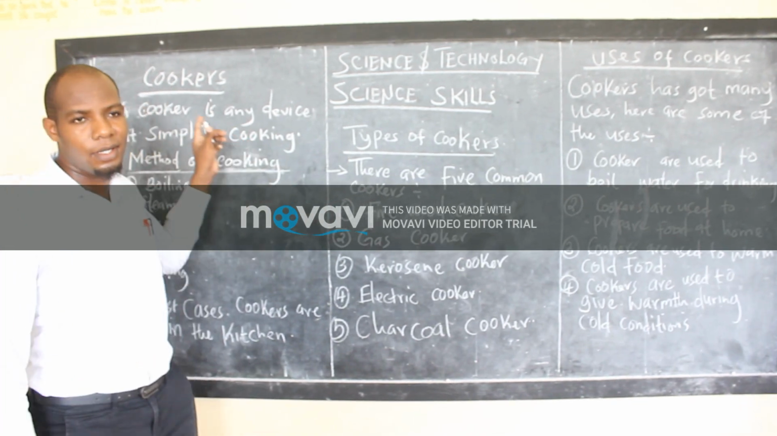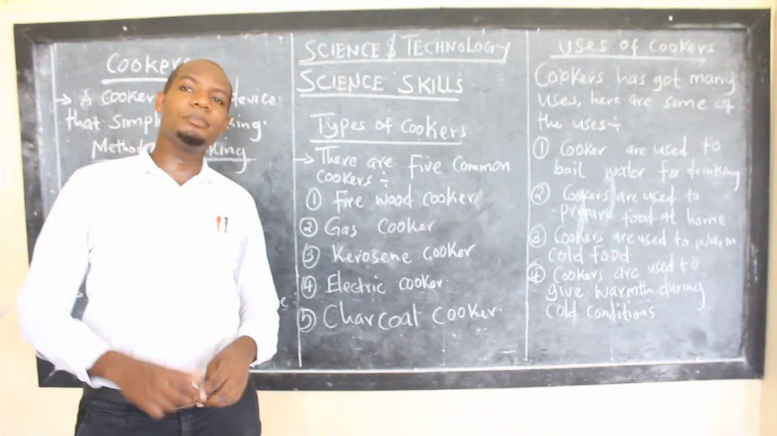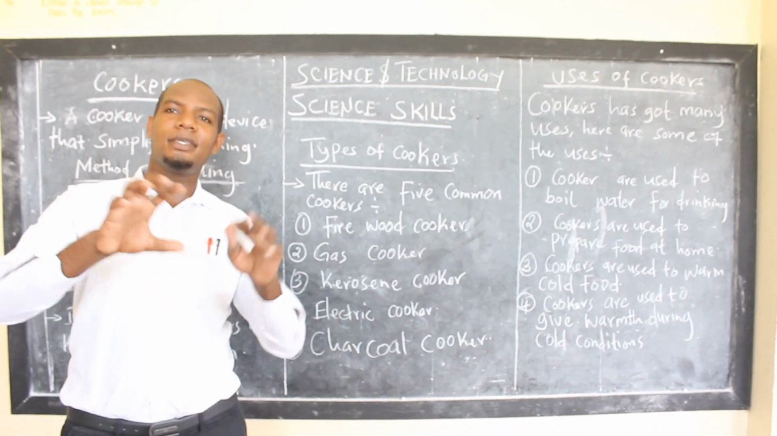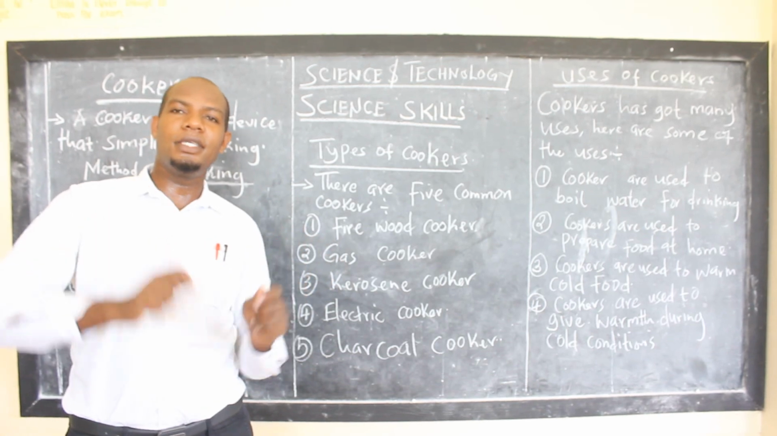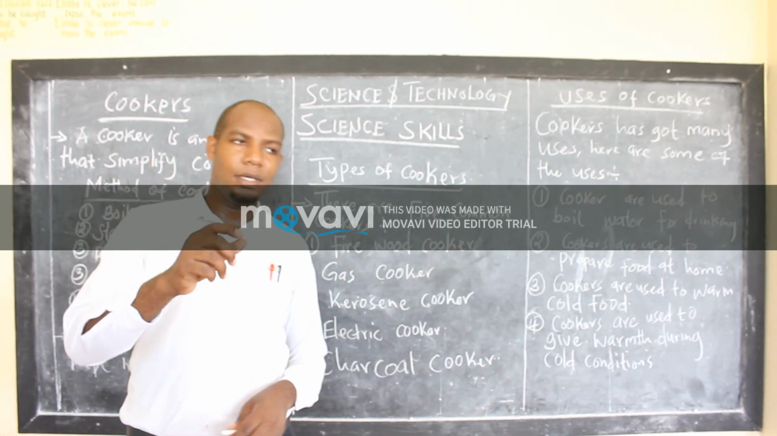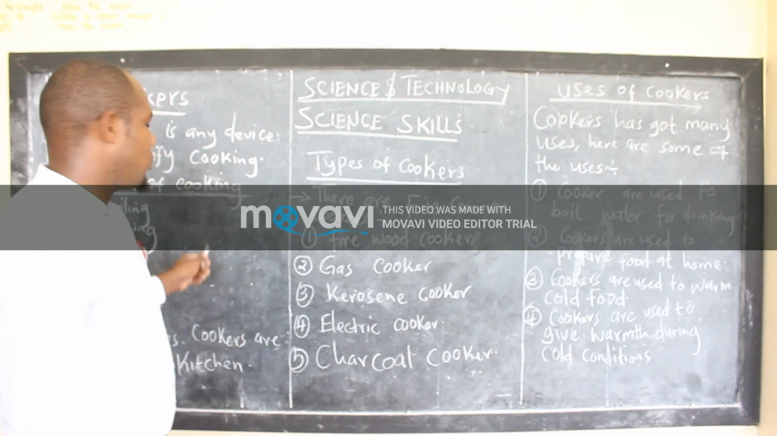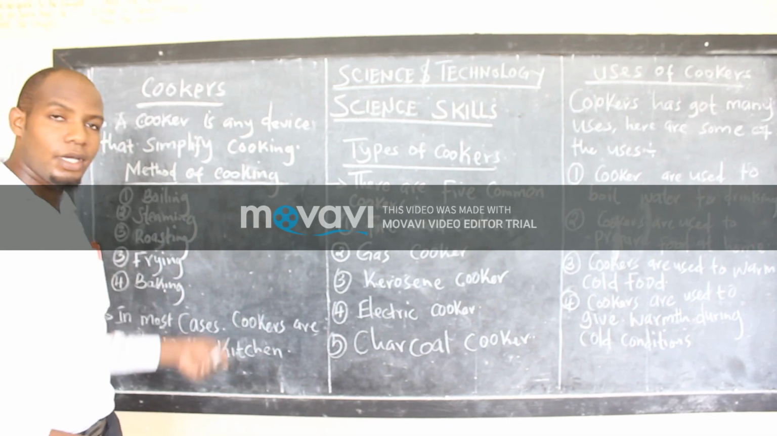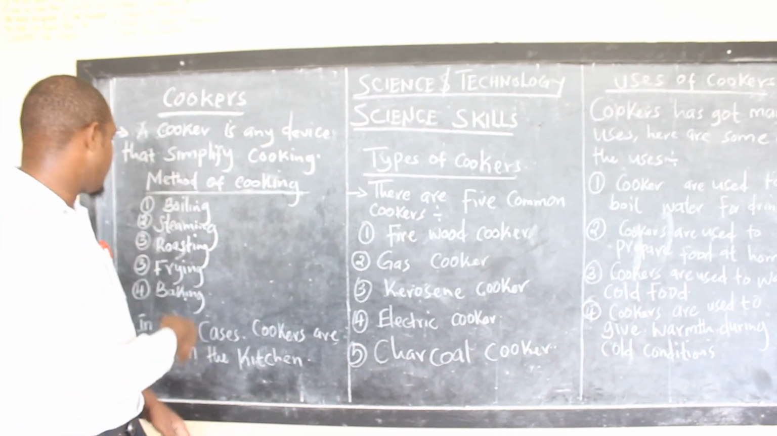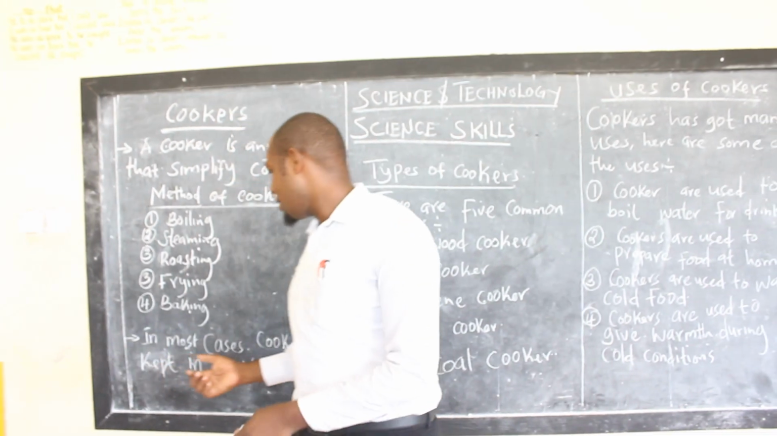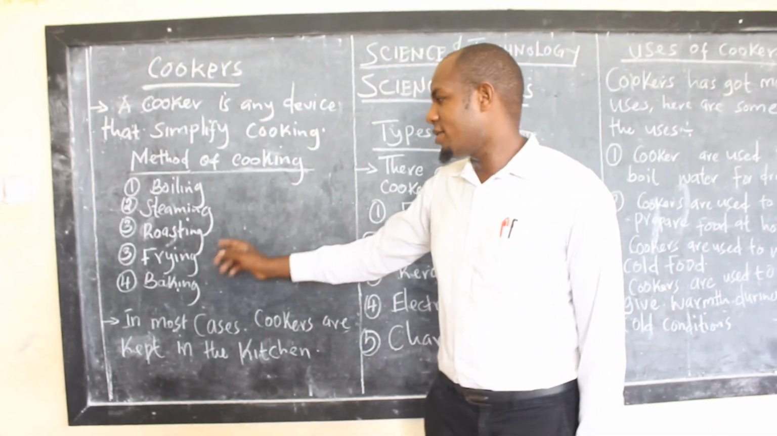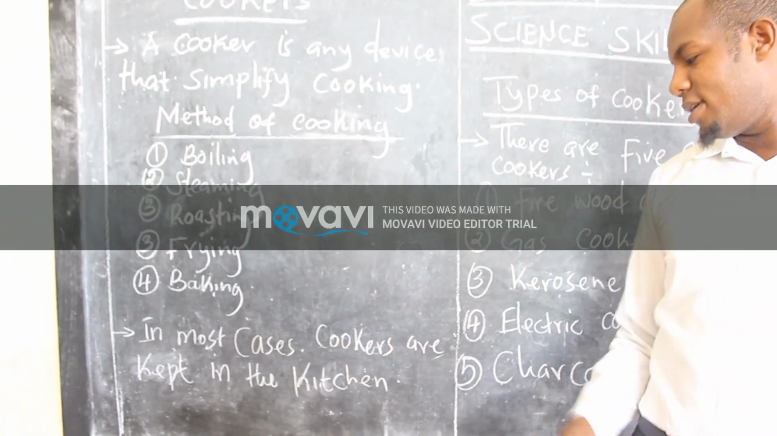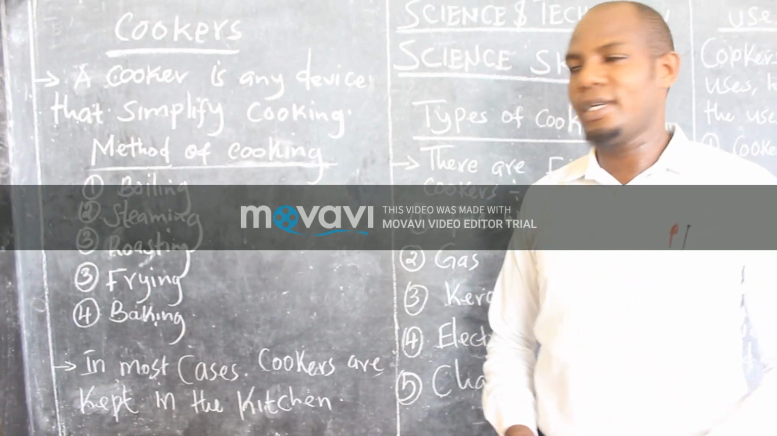Now, what is a cooker? A cooker is any device that is used to simplify cooking, maybe at home or at school or any place that there is a kitchen. In a kitchen there must be a cooker. Now, there are methods of cooking using the cookers. There is boiling, roasting, baking, frying, and steaming. In most cases, cookers are kept in the kitchen.